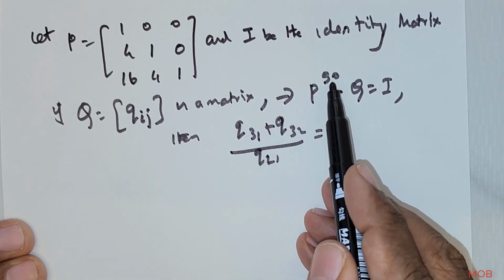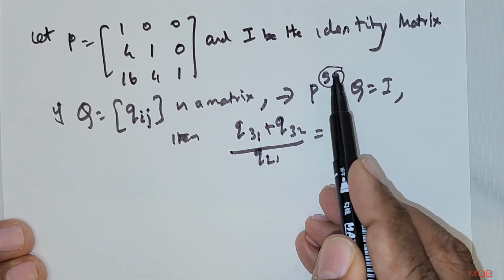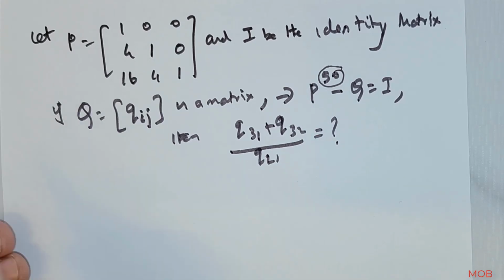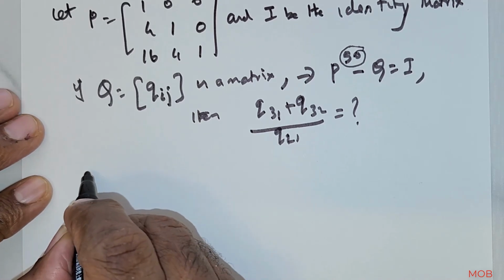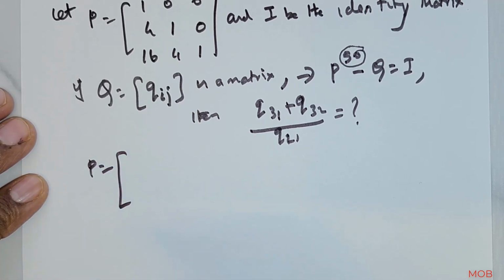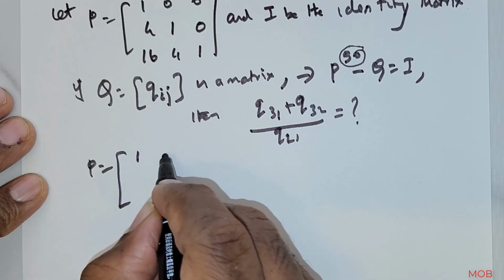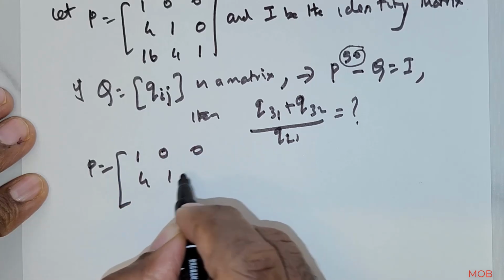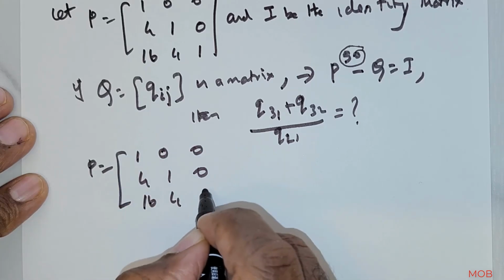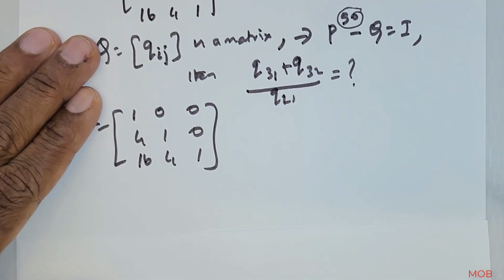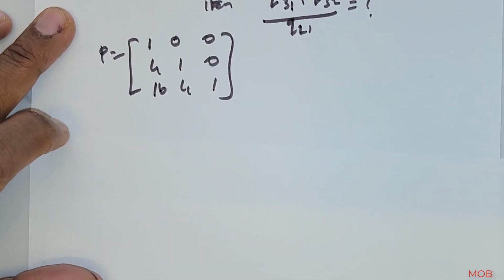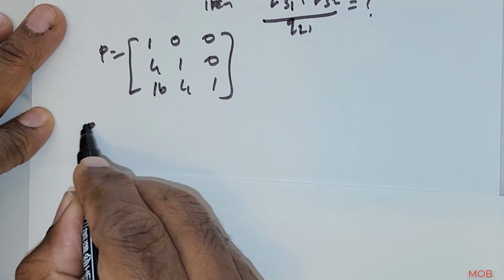So foremost, we will have to evaluate P raised to the power of 50. Now we have been given P. So first, write down the value of P. P is 1 0 0, 4 1 0, 16 4 1. This is the value of P. Now I have to use one more paper to explain. Next, I want to get the value of P squared.